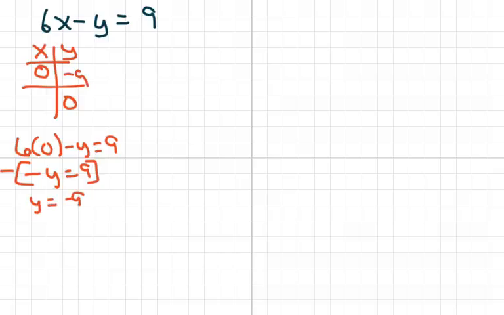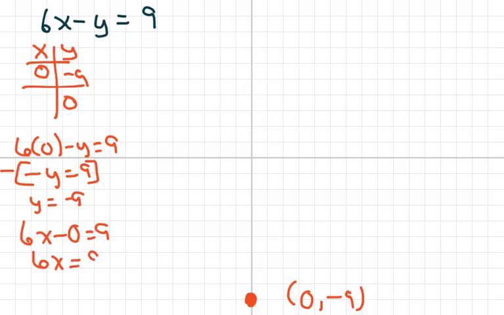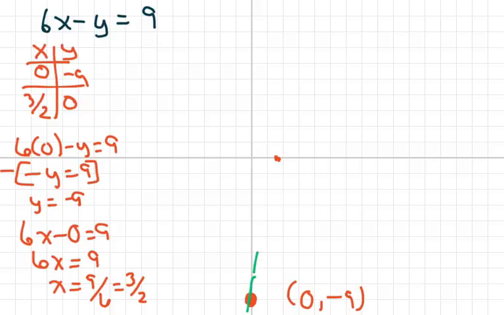That would be down here, right about there. This would be 0, comma, negative 9. Now, when y is 0, we're going to get 6x minus 0 equals 9. 6x equals 9, so x equals 9/6. I divided both sides by 6, and that reduces to 3/2. So this is really 3/2, 1.5 basically. So we go to 1.5, it's about right there. And I connect the dots. Oh boy. So kind of connected here, and there's your equation.